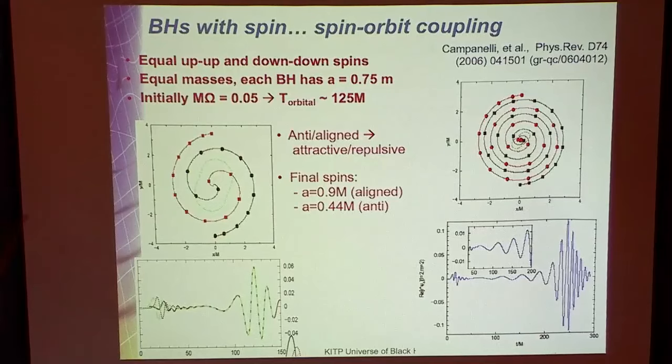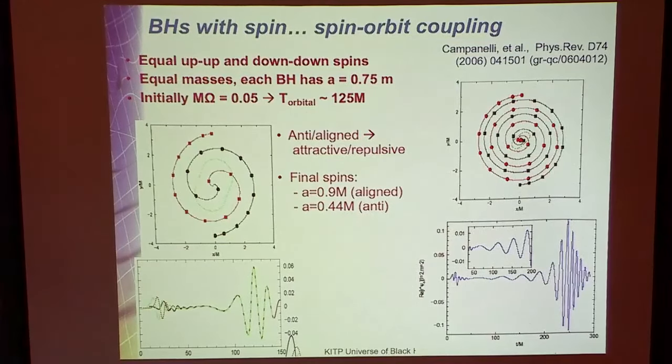So here's a very old slide on the effect of aligned spins in a merger. If you have spins that are aligned, then there's a lot of extra angular momentum, and you have to get rid of some of that angular momentum. So the qualitative picture is that you have to get rid of that angular momentum before you merge, just so you don't end up with a naked singularity at the end of the day. You can only squeeze so much angular momentum into the final black hole.